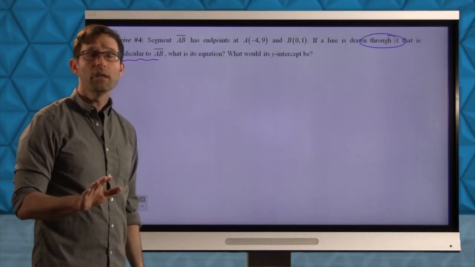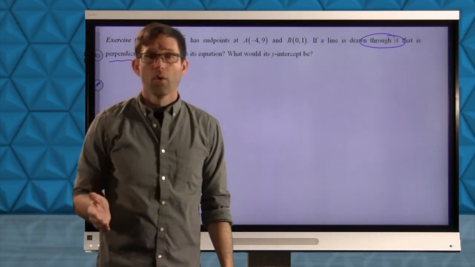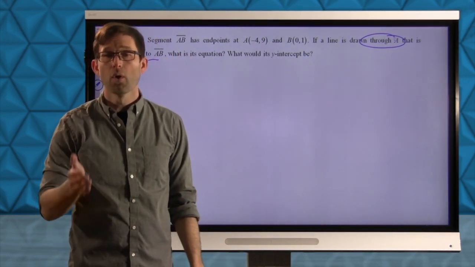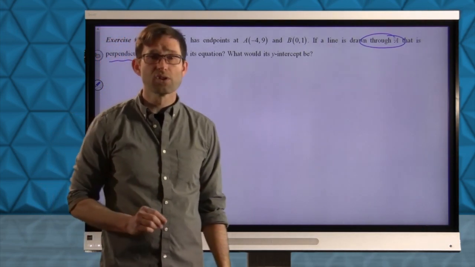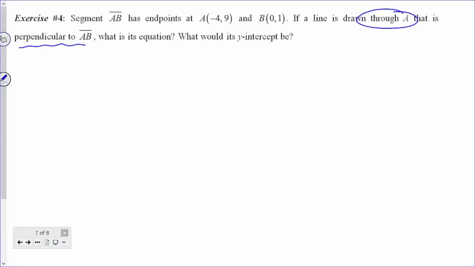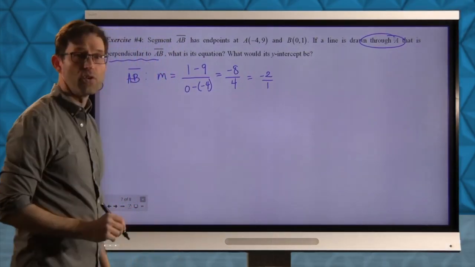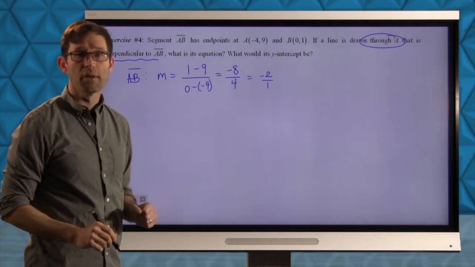All right. Well, key to writing the equation of any line, whether it's slope-intercept or point-slope, we need the slope of the line. Now, I can use the slope formula to figure out the slope of AB. Let's do that really quickly. So for AB, the slope is going to be 1 minus 9, the change in y, over 0 minus negative 4, the change in x. So that's going to be negative 8 in the numerator, positive 4 in the denominator, for a slope of negative 2 over 1, or just negative 2. Now that's the slope of line segment AB.